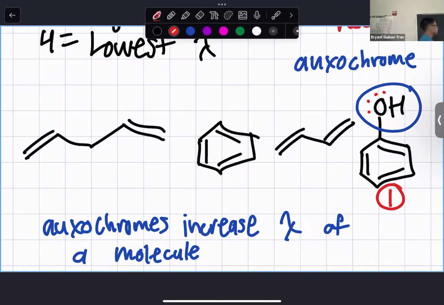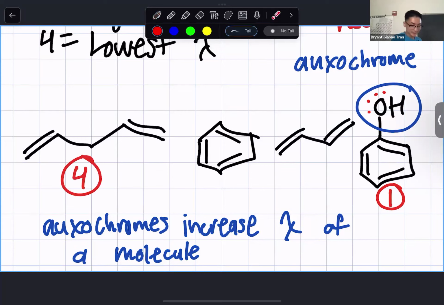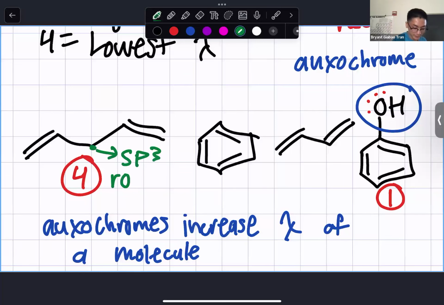So which one of these would be the fourth one, the one with the lowest wavelength, the one with the least amount of resonance, right? The one on the far left. This one here has the lowest wavelength because there's the least amount of resonance here. This double bond can't move here or all the way over here because this carbon here is sp3. That's an sp3 roadblock blocking resonance.